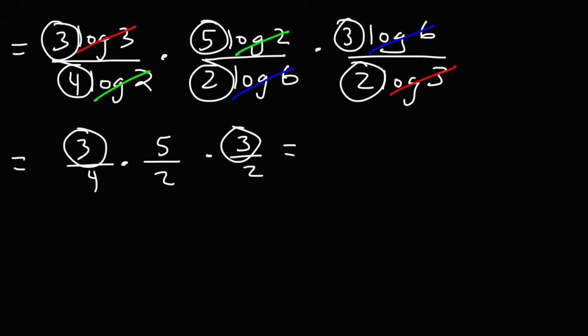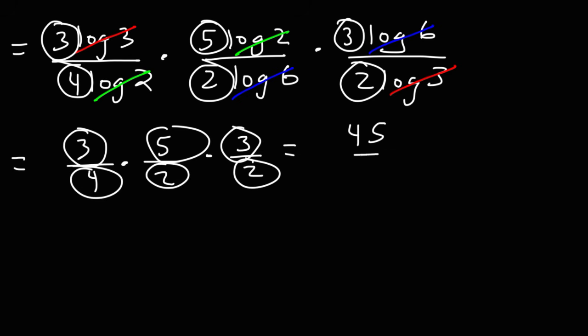3 times 3 is 9. 9 times 5 is 45. 2 times 2 is 4. 4 times 4 is 16. So the answer is 45 over 16 as an improper fraction, but we can convert this into a mixed number.